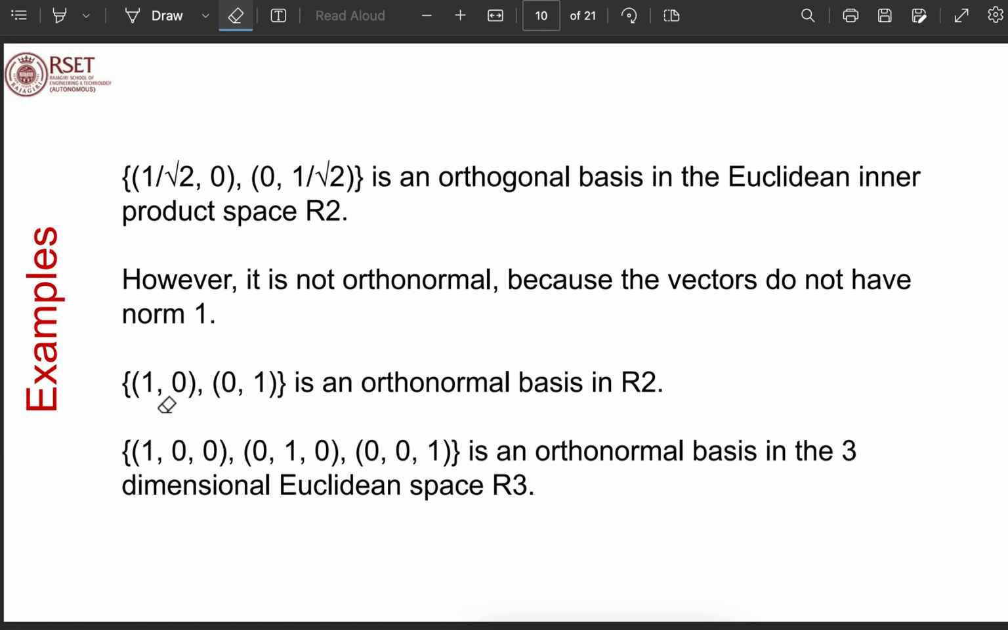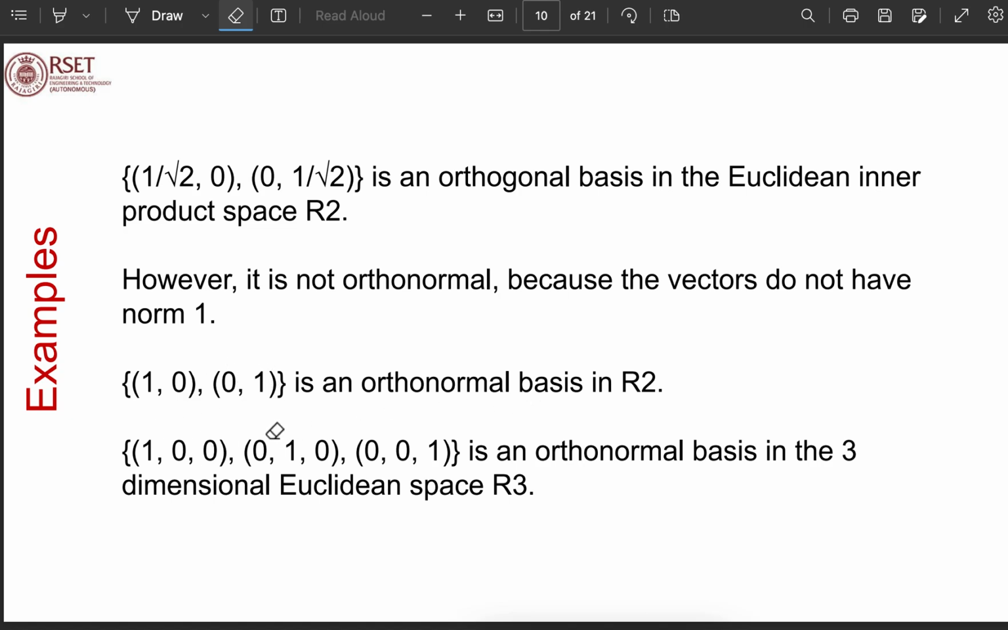You can simply verify that the standard basis of R², that is (1, 0), (0, 1), is an orthonormal basis of R². Also in R³, the standard basis is an orthonormal basis of R³. That is, if we take (1, 0) as u and (0, 1) as v, we can show that they are orthogonal as well as their norms are equal to 1.